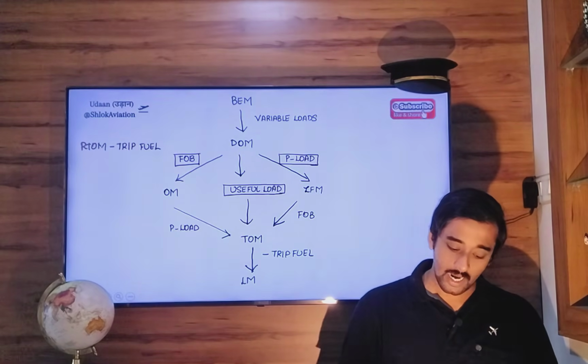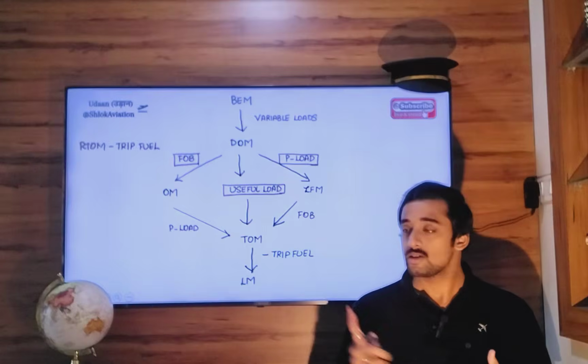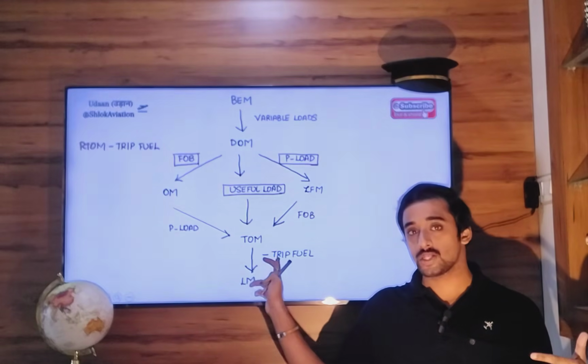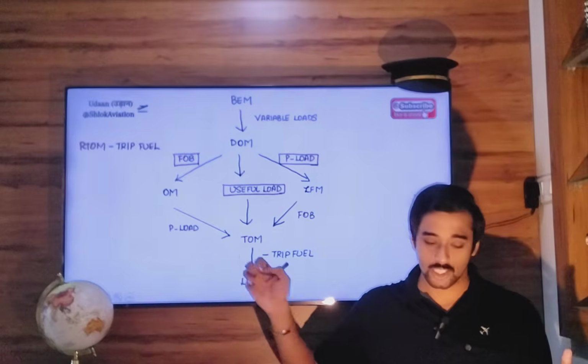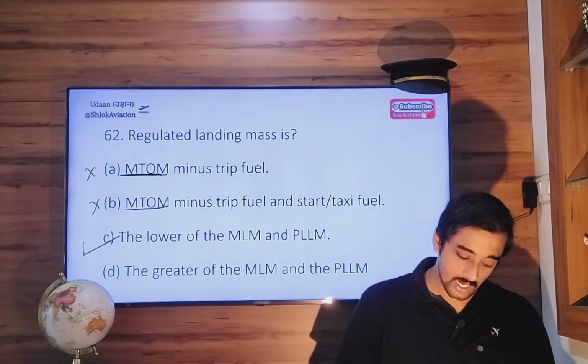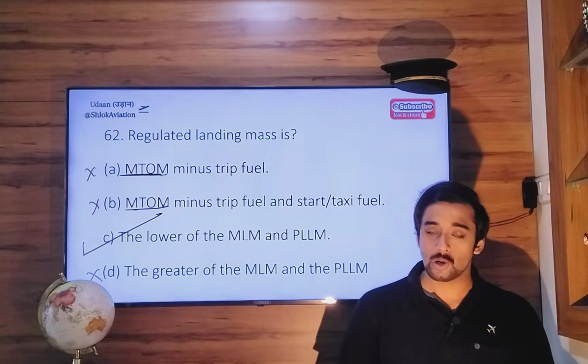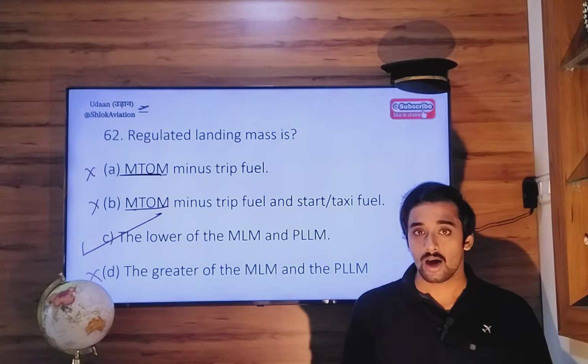And to that regulated landing mass, you are going to add trip fuel. So regulated landing mass plus trip fuel will give you regulated takeoff mass. You are going in the reverse direction. So option Charlie is the right one. Delta is again wrong because you select a lower value, not the higher value.